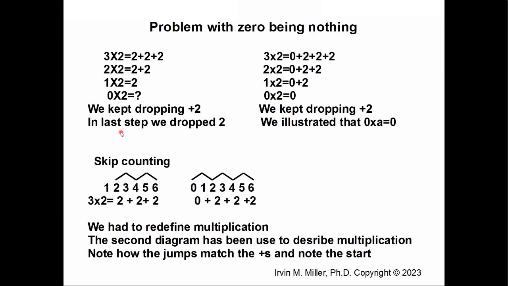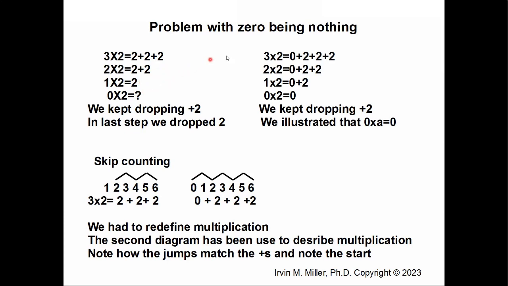Now, let's look at some conflicts that we get with either of the two ways. Here we multiply 3 times 2, which means adding 2 three times. 2 times 2 would be adding 2 two times. We seem to be dropping a 2 each time. And 1 times 2 would be 2. What would 0 times 2 be? Well, if we drop the 2, we get a blank. But also note that we were dropping plus 2s, and in this case, we're dropping a 2.